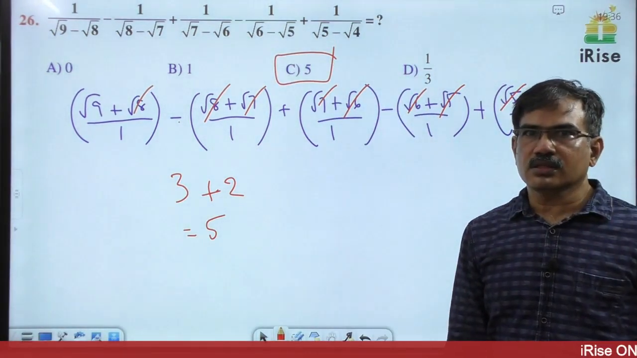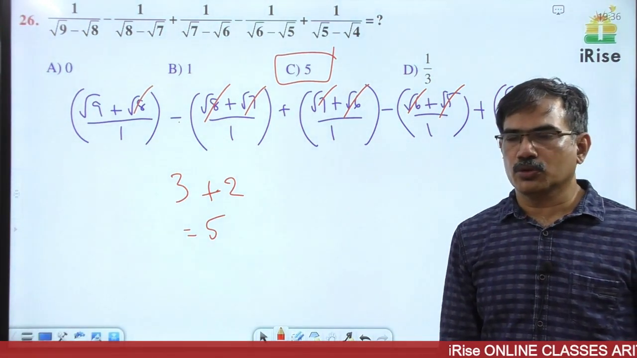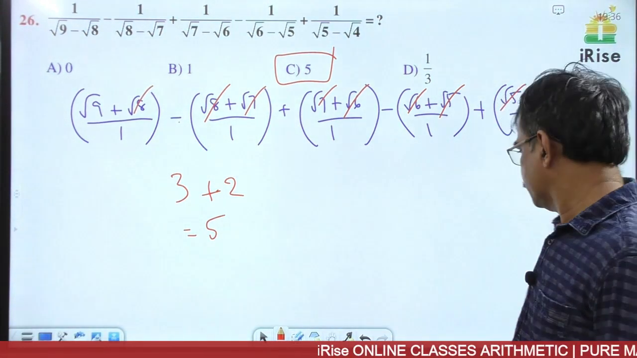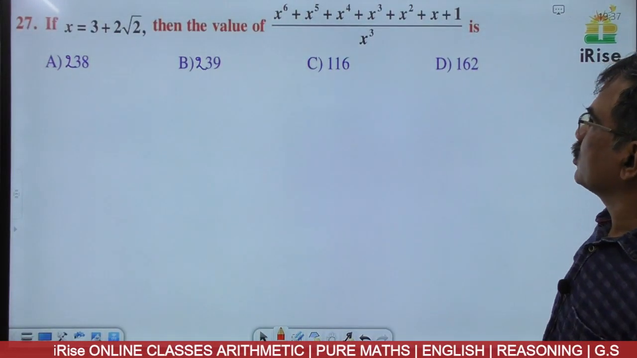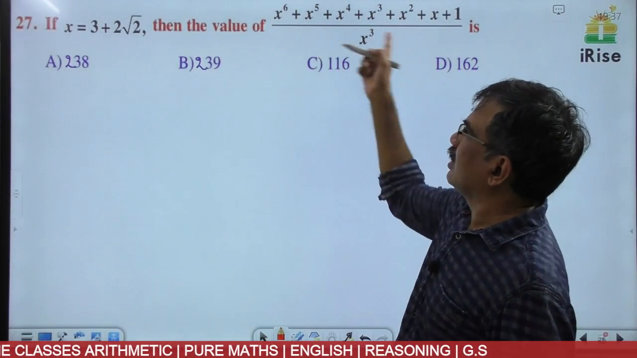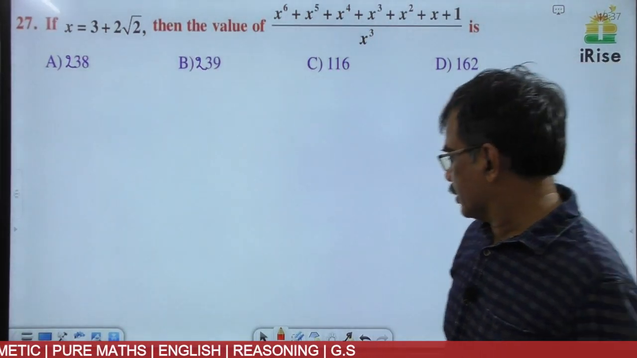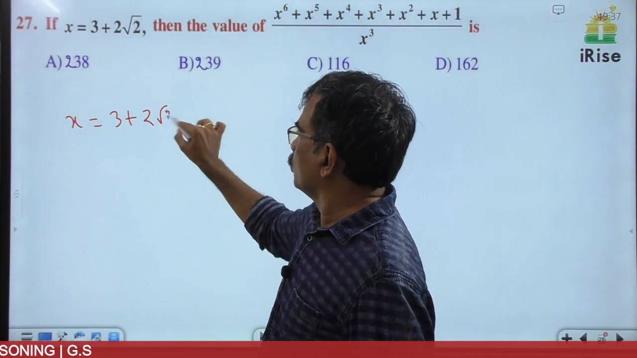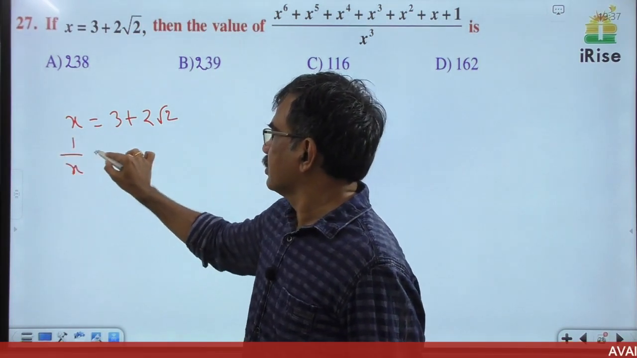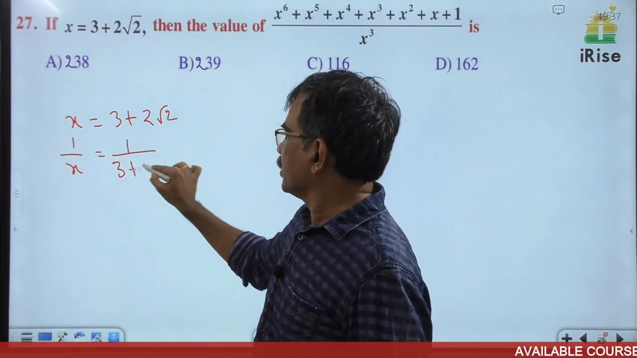Okay, the answer is 5 for this question. Next question. If x is 3 plus 2 root 2, then what is the value of this? Here x is given as 3 plus 2 root 2. What is 1 by x? 1 by 3 plus 2 root 2.